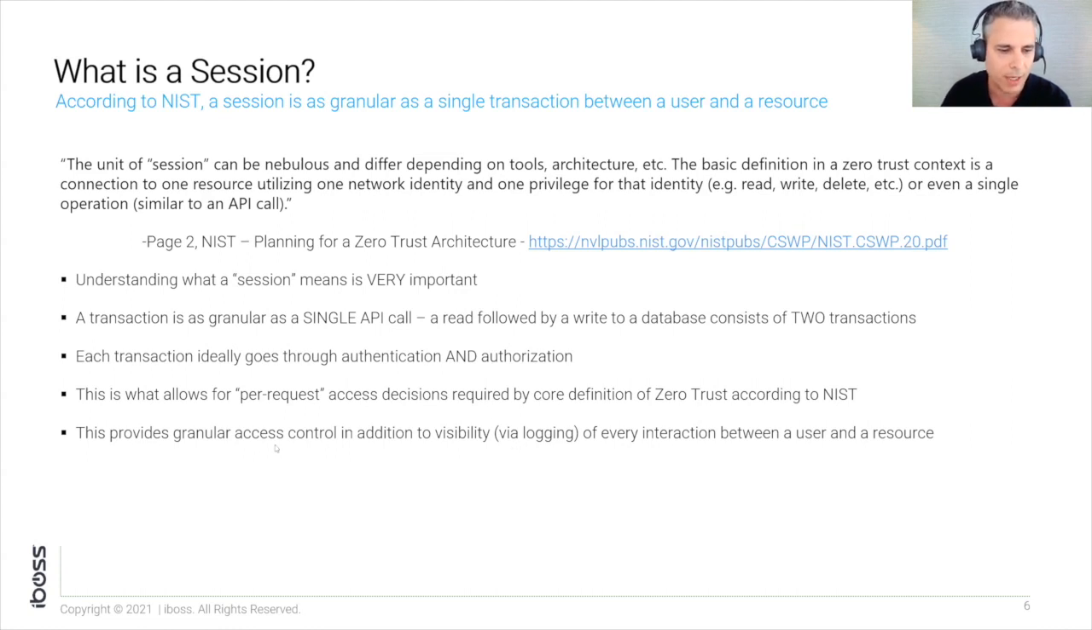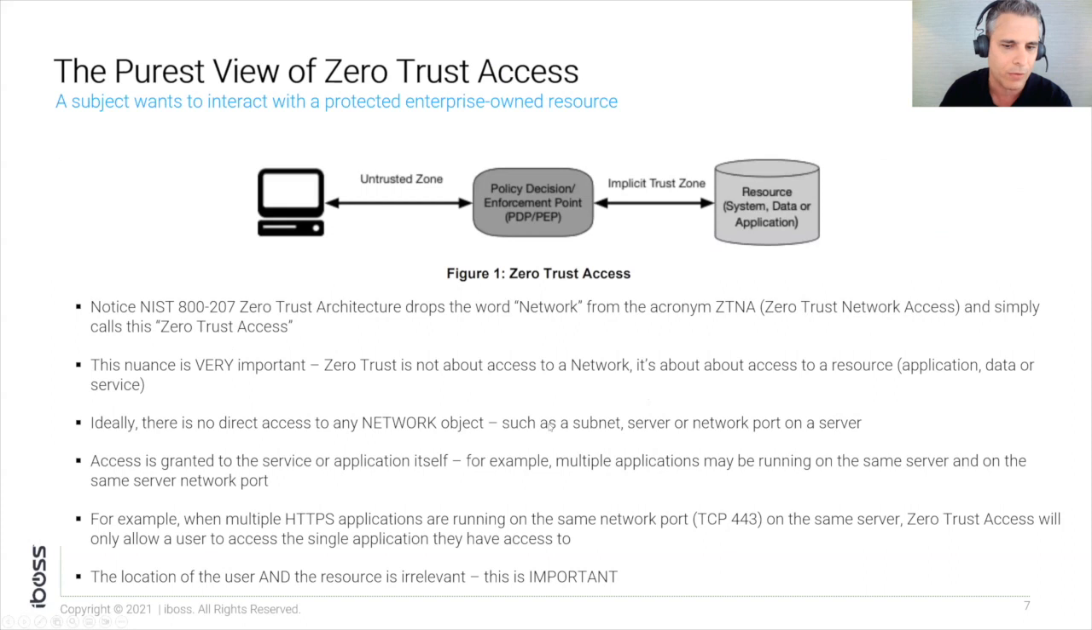So the per request is absolutely critical for the logging, for the memorandum, again, as well as the access control. And in addition to that, of course, from a security perspective, it provides not only the per request access decisions, but also the DLP, the malware, and all of the other security functions that you might have in place.